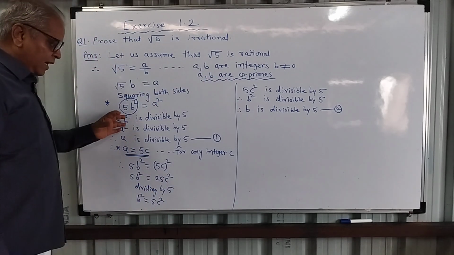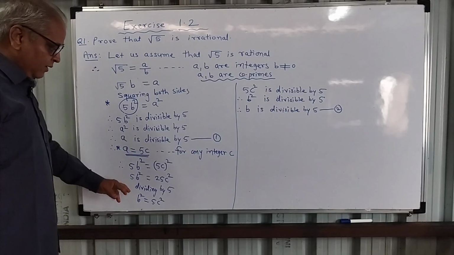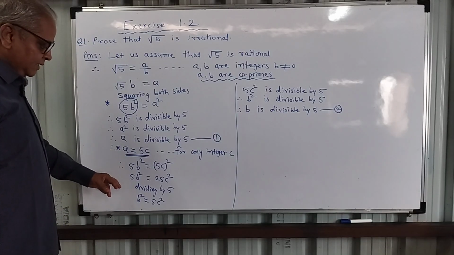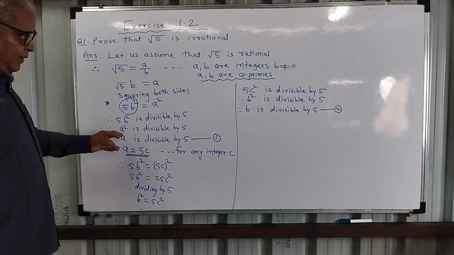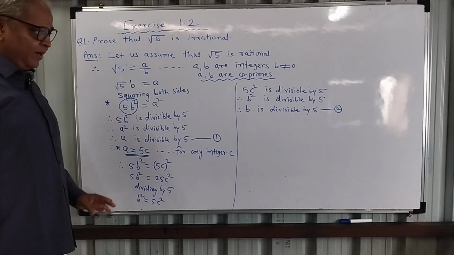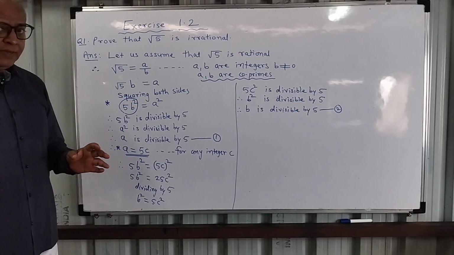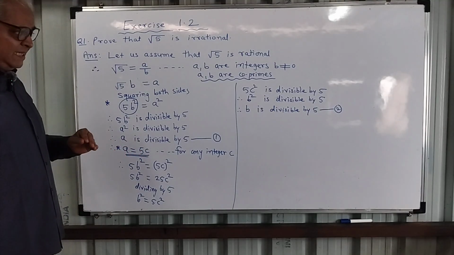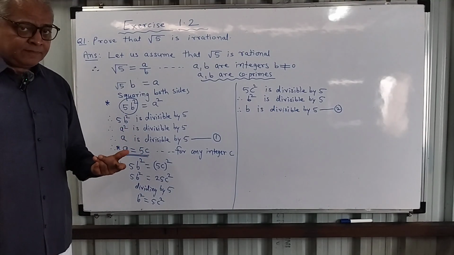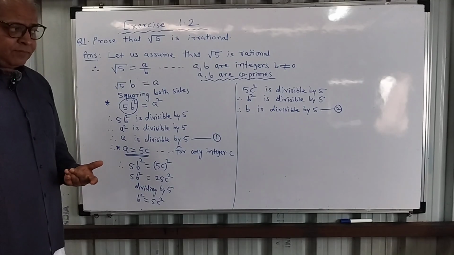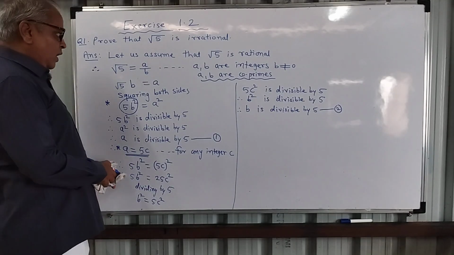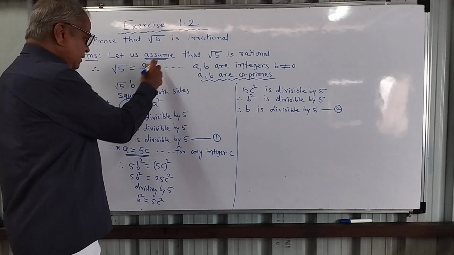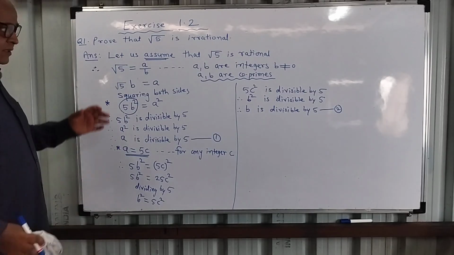परंतु as per our assumption we have arrived for 2 steps, that is a is divisible by 5 and b is also divisible by 5. That means 5 is a common factor for a and b both. That means a and b are not co-primes. So this is a contradiction, and this contradiction is due to our assumption.